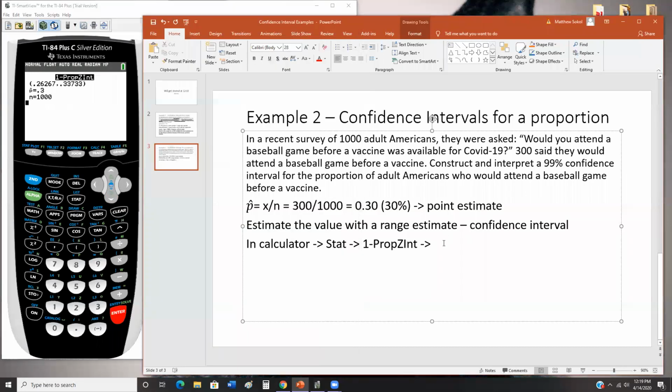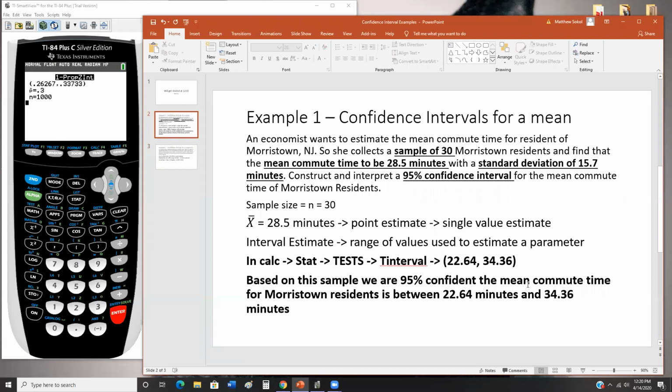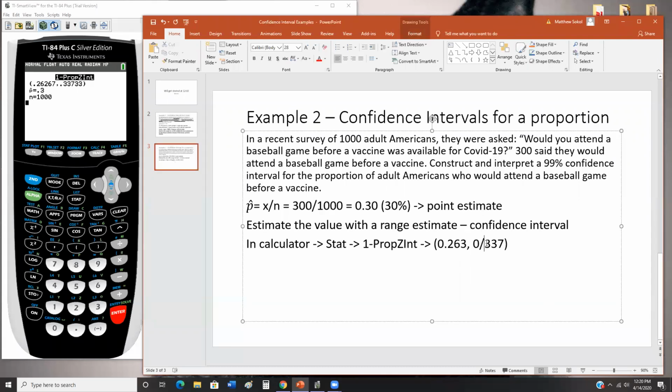And you should see something that looks like this. So what we're saying here is it's 0.262, or 0.263 when I round it, to 0.337. Sorry about that. If it helps to see it, we're saying it's somewhere between 26.3% all the way to 33.7%.